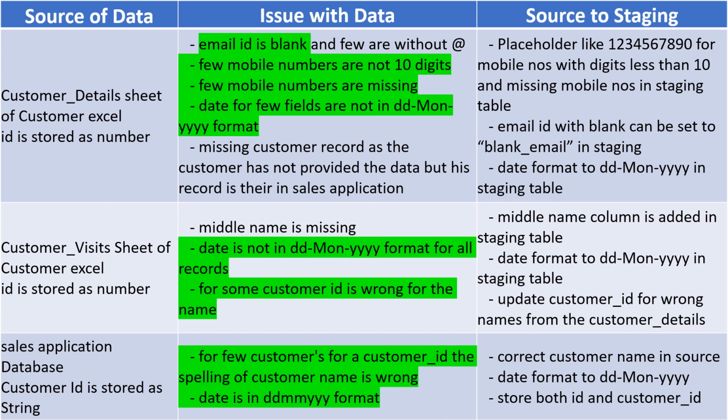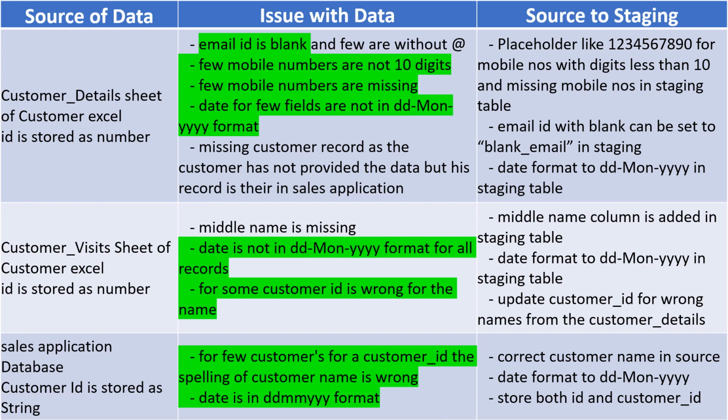Email ID that is blank can be set to the text "blank email" in the staging table. Date format is to be changed to DD Mon YY so that the date formats are consistent across all the tables within the staging table, so that while we process from staging to target, the data is consistent.